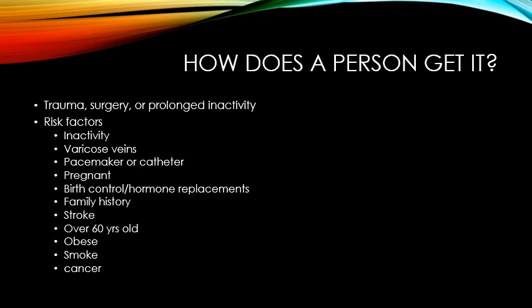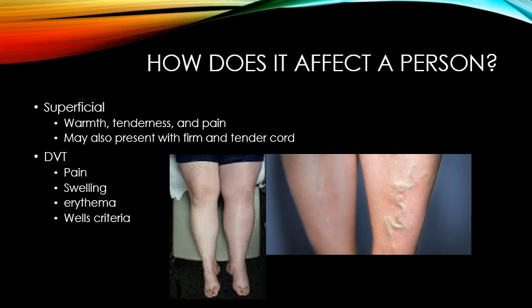So, how does a person get this condition? A lot of times you'll see it with that trauma if they've recently had surgery or prolonged inactivity. And some risk factors that may be seen are listed below, such as inactivity, varicose veins, a pacemaker or catheter connected to a central vein, if they are pregnant, if they're on birth control or hormonal replacements, if there's a family history of these conditions, or if the patient has had a stroke, if they're over 60, obese, smoke, or have cancer.